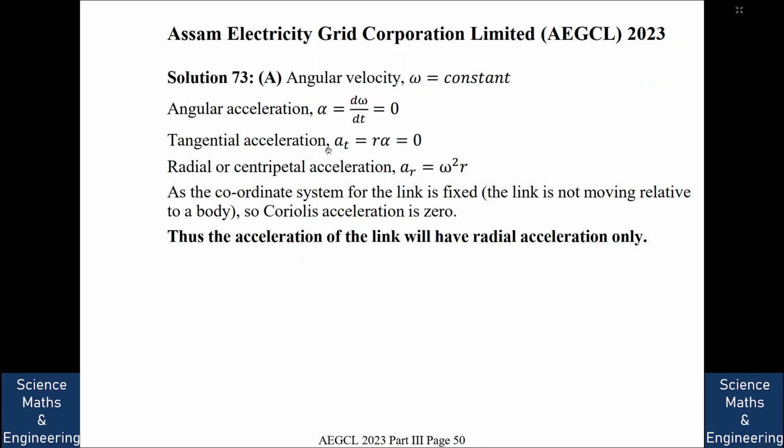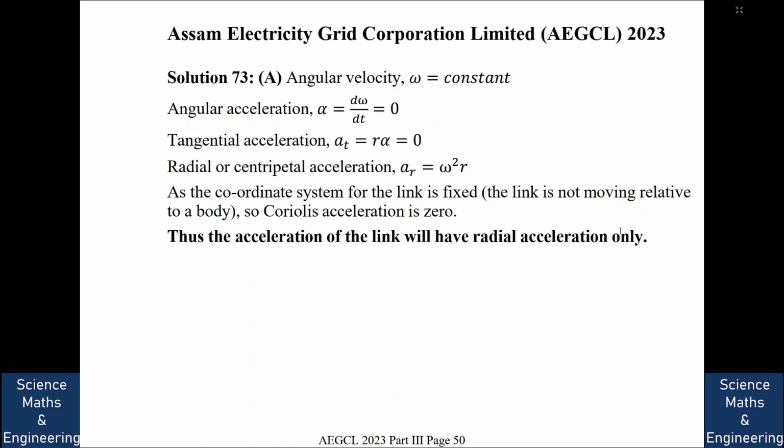So angular velocity omega is constant. So angular acceleration alpha is d omega by dt, which is then 0. Then tangential acceleration alpha t is equal to r alpha, which is equal to 0. So radial or centripetal acceleration a_r will be equal to omega square r. Then there is no Coriolis acceleration because there is no relative motion. The link is not moving relative to the body, so Coriolis acceleration is 0. So we only have this radial acceleration.